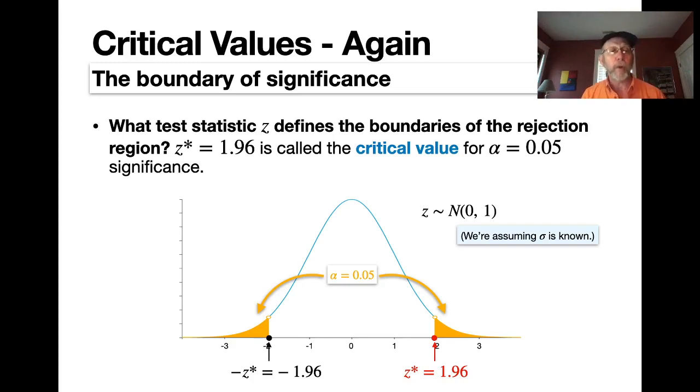And again, this is when sigma is known. Just like in confidence intervals, if sigma is not known, we'd be looking at a t-star value from the t-distribution, but the interpretation would be the same. We'll see an example shortly.